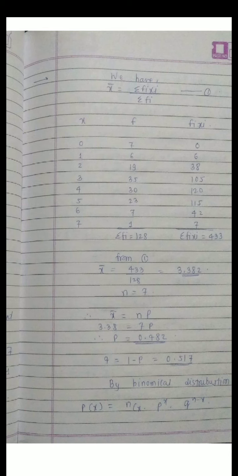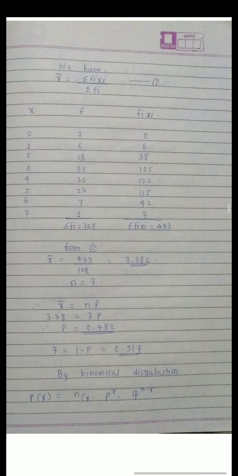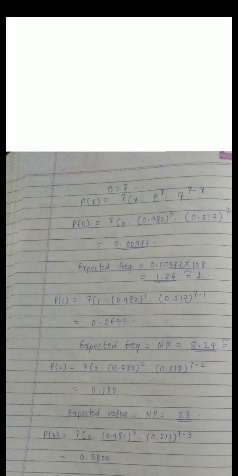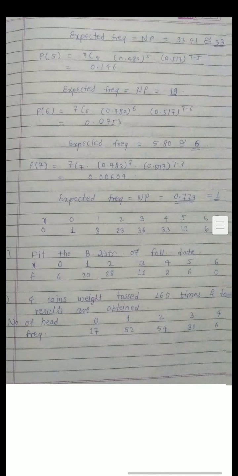Calculate then p, values of q. We know that the standard probability distribution is nCx, p raised to x into q raised to n minus x. Then put the value of n equal to 7 in this and find the values one by one at x equal to 0, at x equal to 1, 2, 3, 4. Make the table of them. This is a simple question.